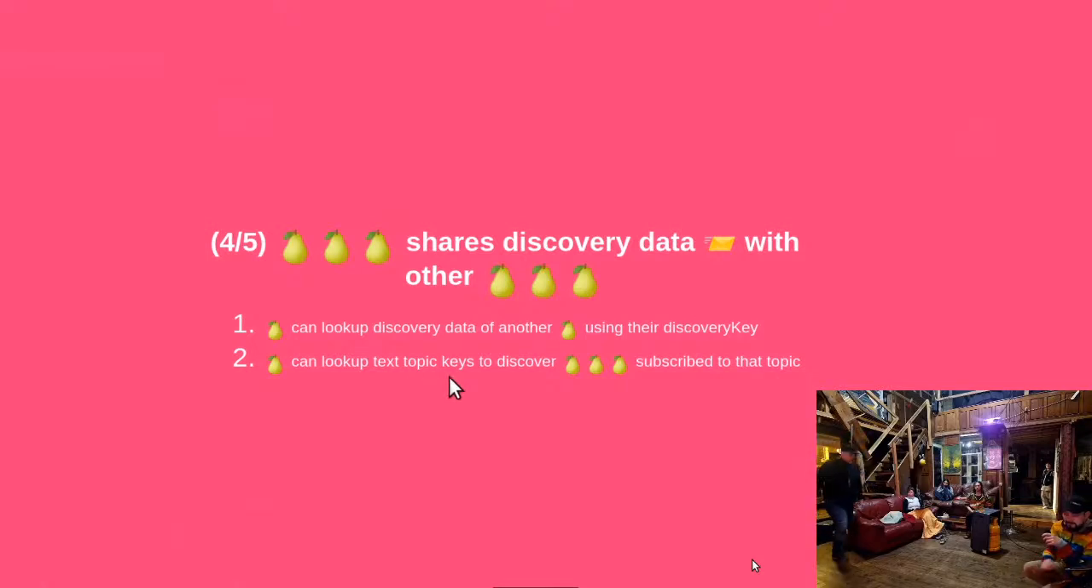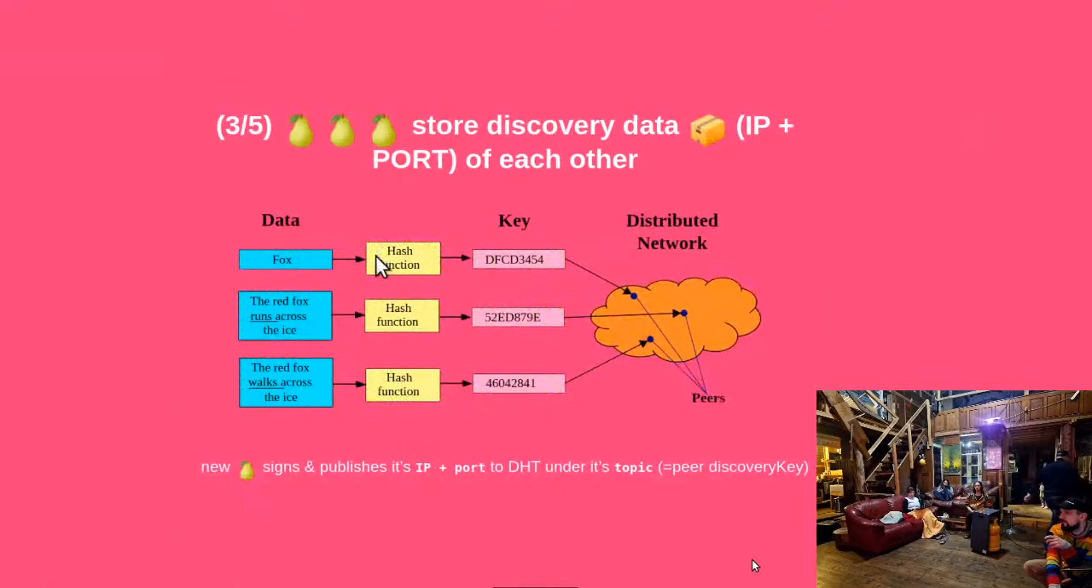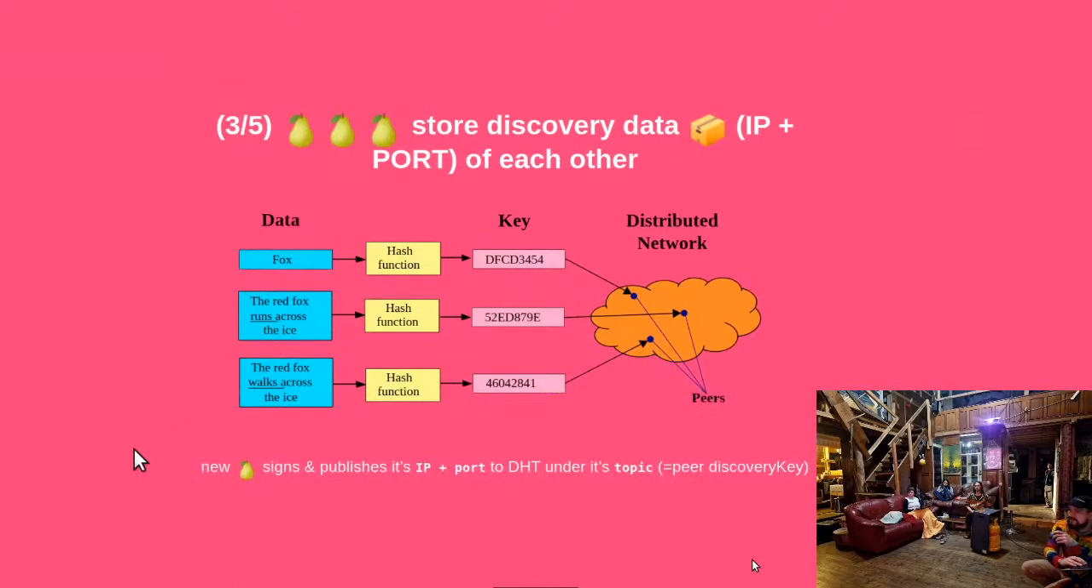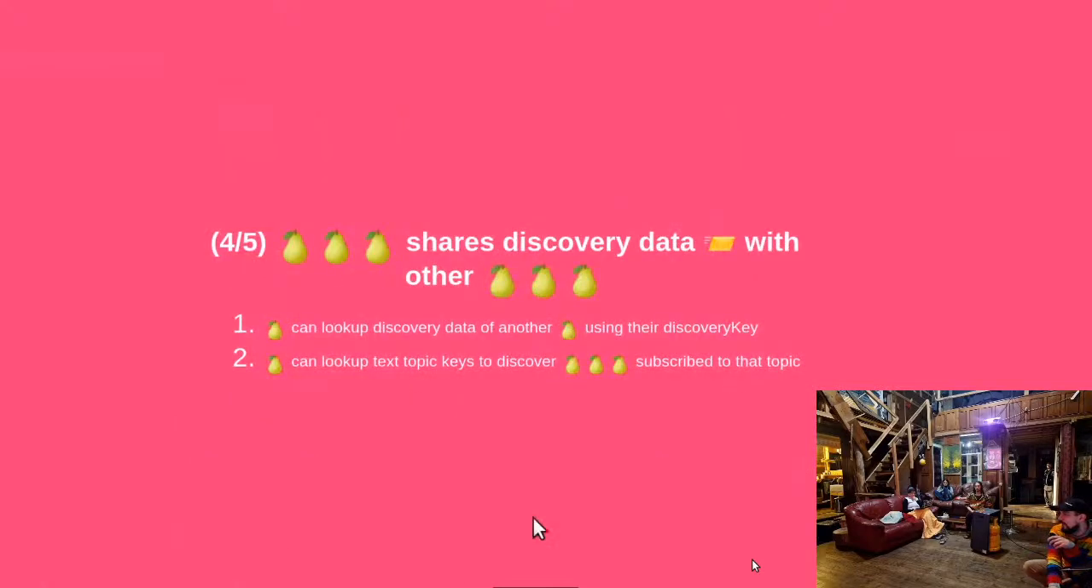Another option is, as you have seen, we are hashing IPs and ports, but you can use any text. It could be something like Astral chip as a hashtag on Twitter. You could hash Astral chip, and then every peer that is interested in the topic Astral chip could subscribe to that topic by storing: okay, my public key, I signed this message, I want it to be stored under Astral chip. So every peer that is interested in Astral chip can look up other peers on the same topic, which means you get a list of peers' public keys, and then you can look up IP and ports for those peers.